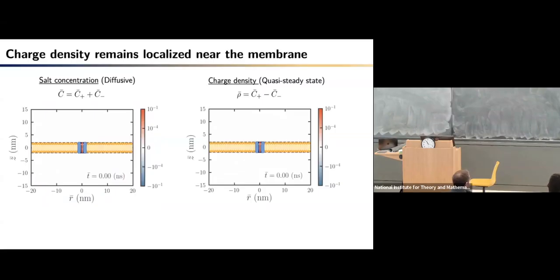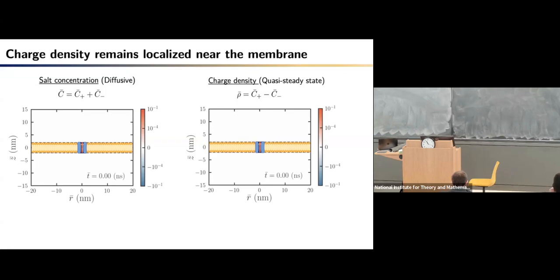Okay, so let's look at two variables. For a binary system, you can do this nice transformation where you define two auxiliary variables. You can define the overall salt concentration, which is just the sum of the concentration of the cation and the anion. And then conversely, you can define the difference, which is the charge density. So instead of C plus and C minus, I have C and rho. Let's look at these two variables.